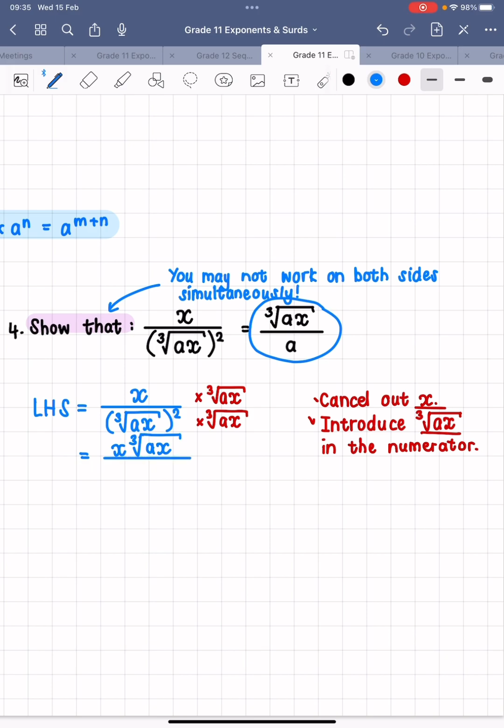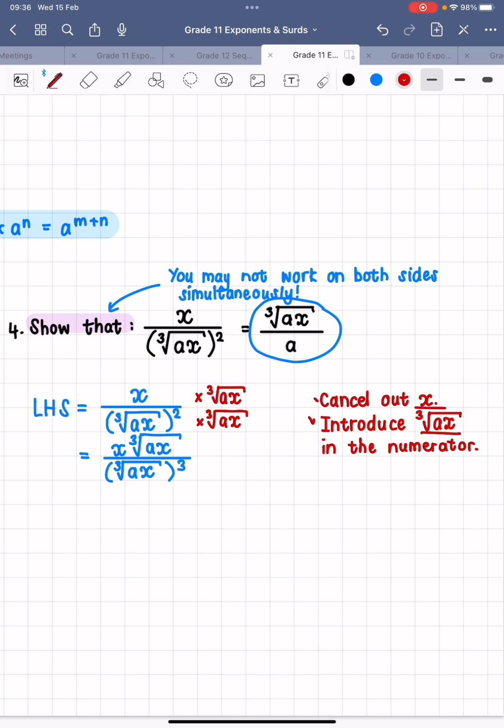over the cube root of ax, sorry, let me straighten that, cubed, because it was squared. Now I'm multiplying it by another one, so that then gives me the cube root of ax cubed.